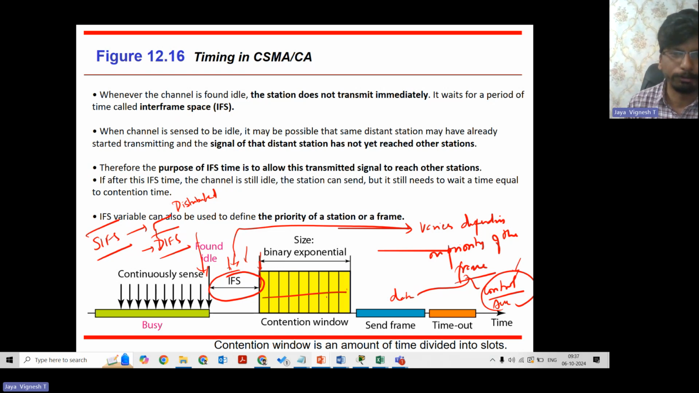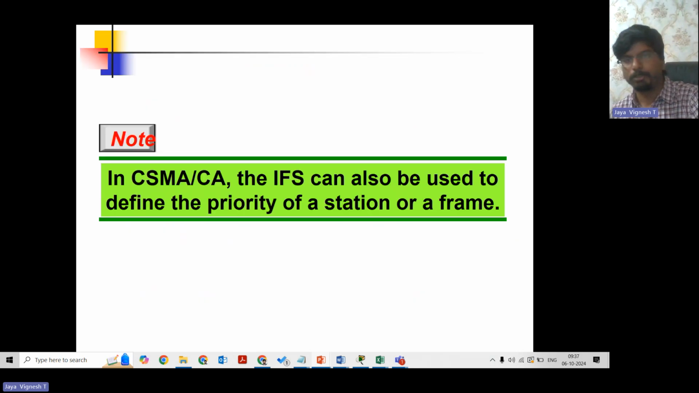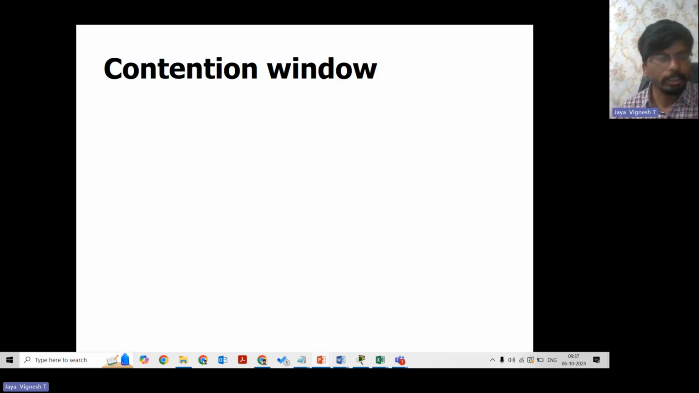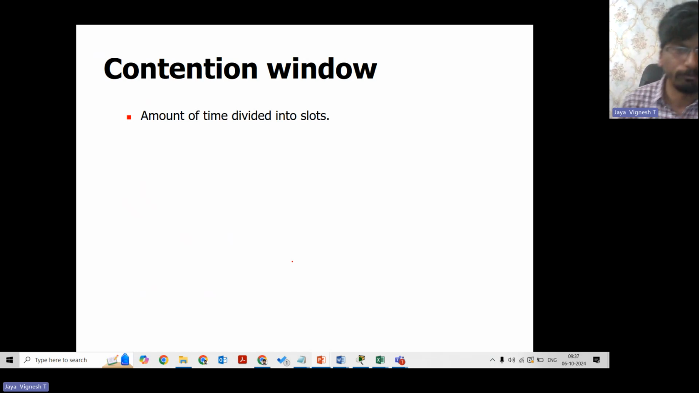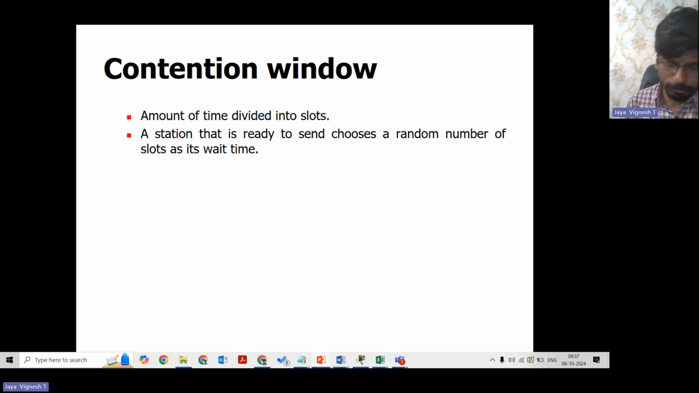You can't immediately transmit, but you need to contend in the contention window. So what do you mean by this contention window? The contention window is the time being divided into time slots. So let's get on further now. Prior to getting into the contention window, IFS can also be used to define the priority of the station or the frame. Okay, so let's look at the contention window now. The amount of time that you have is divided into time slots. So what are these time slots here?